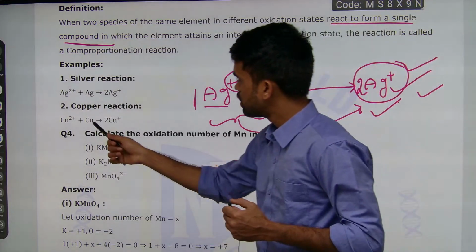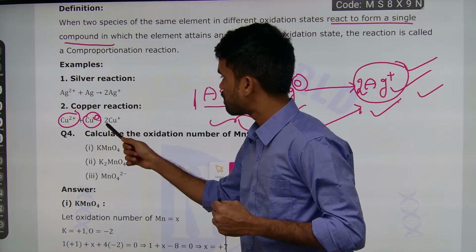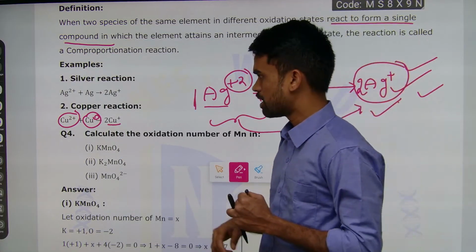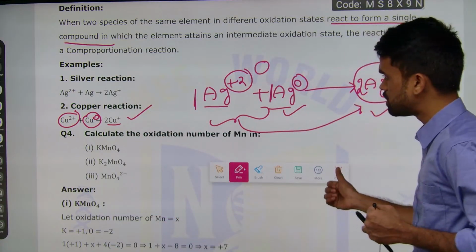Look here, also copper +2 and 0 converting into copper +1. So that is also an example of a comproportionation reaction. Okay, right. Hope the discussion is clear.